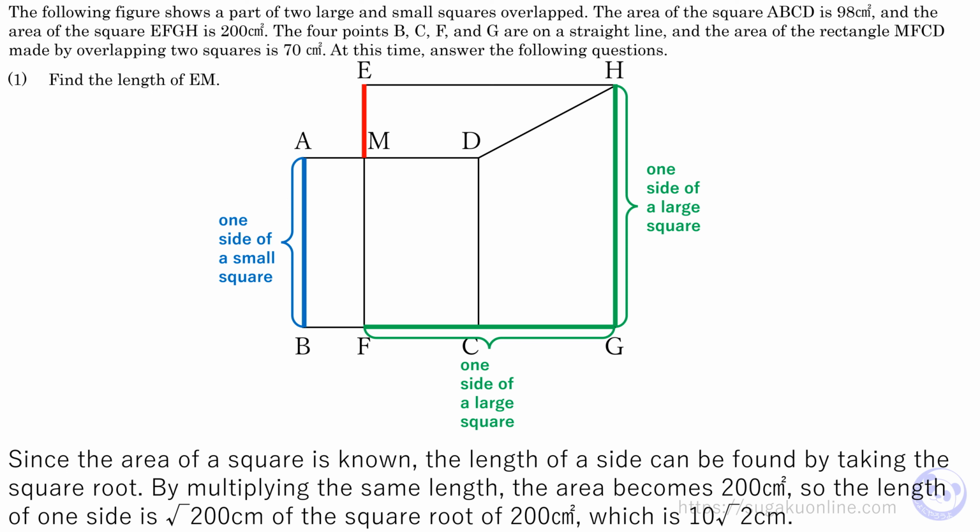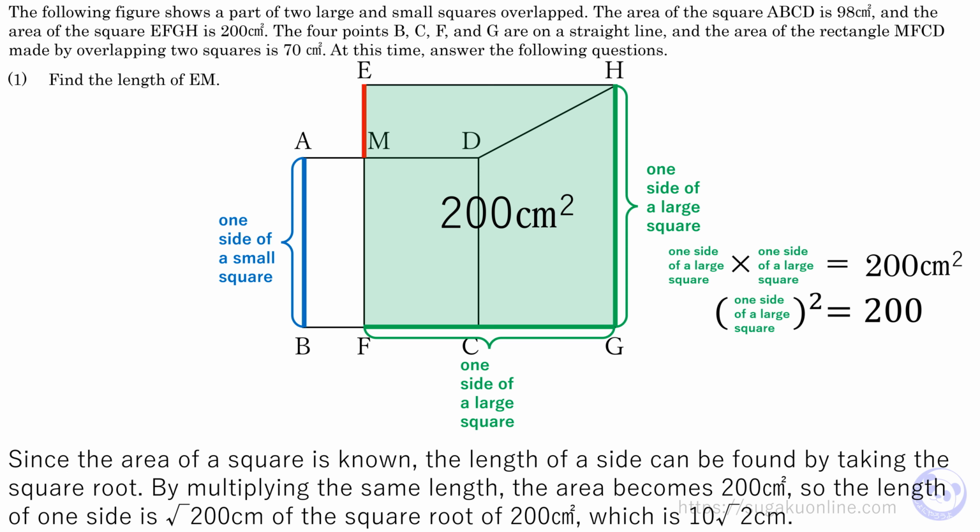Since the area of a square is known, the length of a side can be found by taking the square root. By multiplying the same length, the area becomes 200 square centimeters, so the length of one side is square root 200 centimeters, which is 10 square root 2 centimeters.